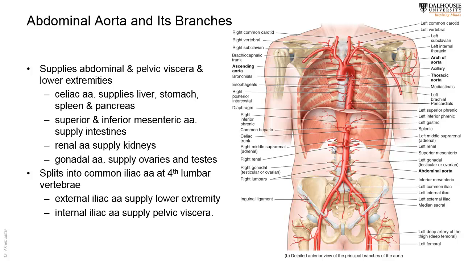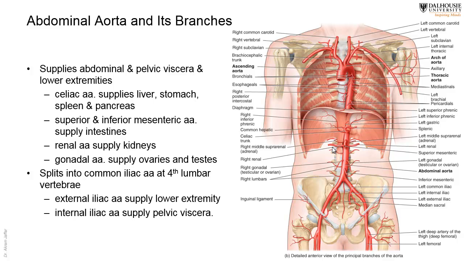And then in the abdomen, the aorta has multiple important branches. Some of them supply the kidney, so they are renal arteries, and the others supply the gastrointestinal tract. So we have three groups of vessels that supply the gastrointestinal tract: the celiac trunk, superior mesenteric, and inferior mesenteric artery.